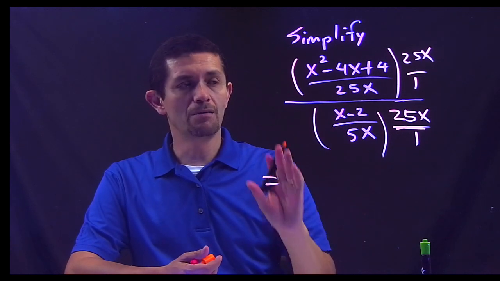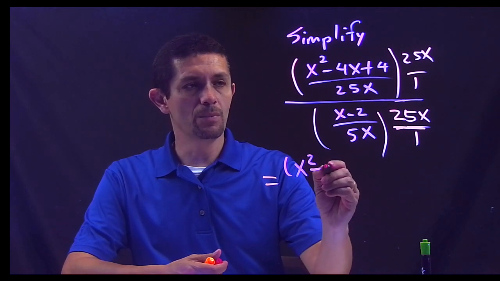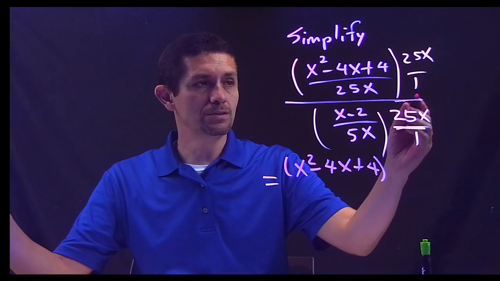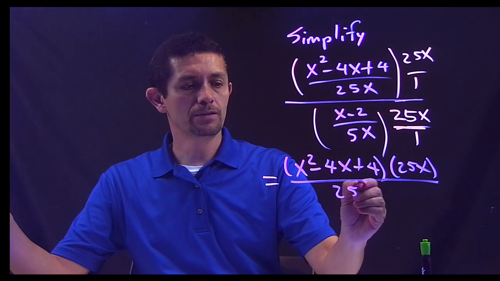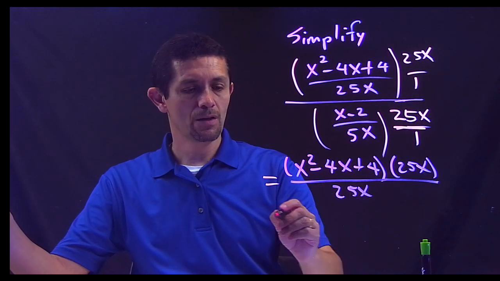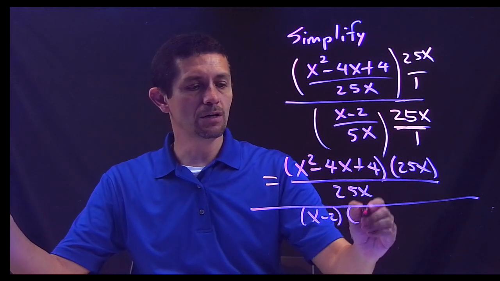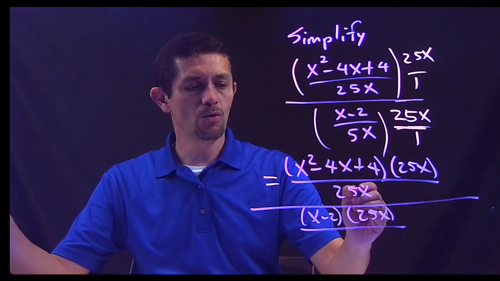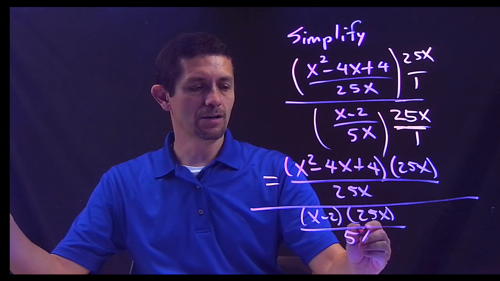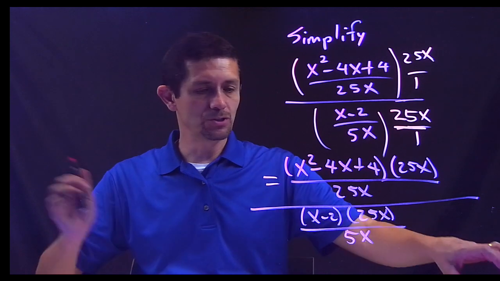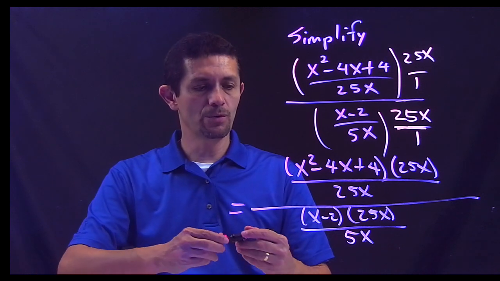But before you go crazy, I'm just going to write them next to each other. I'm going to have x squared minus 4x plus 4 times 25x over 25x times 1, which is the same thing. All this, x minus 2 times 25x over 5x. I got confused there for a minute. Alright, and let me change this equal sign over here because this is the main fraction. Alright, so we're at that point.